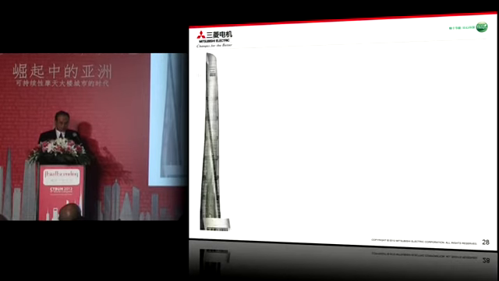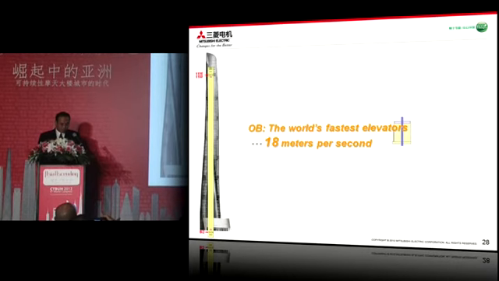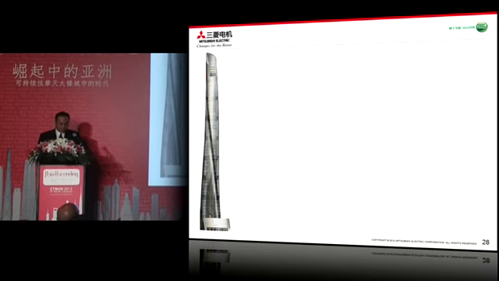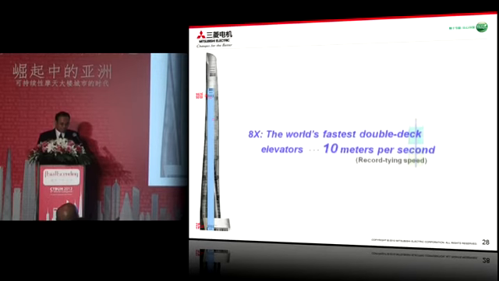Once again, we have the 3 world records, of which the first is the world's fastest elevator at 18 meters per second.